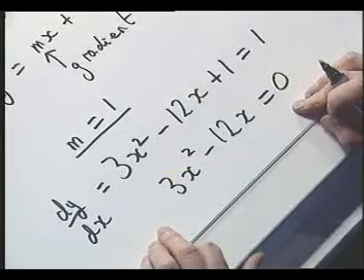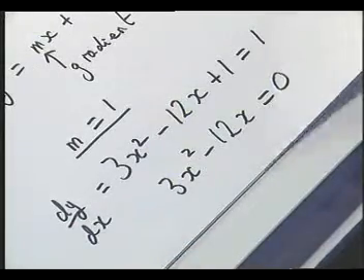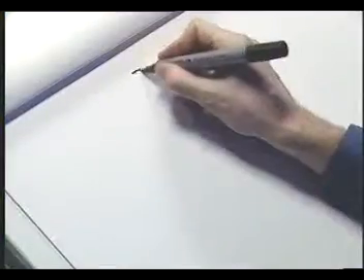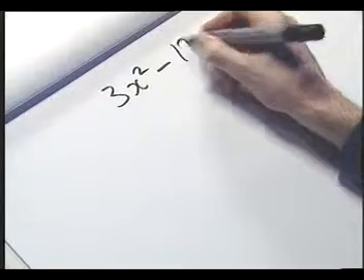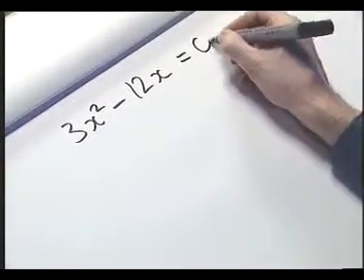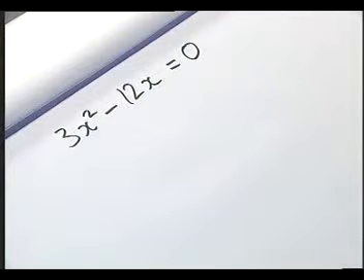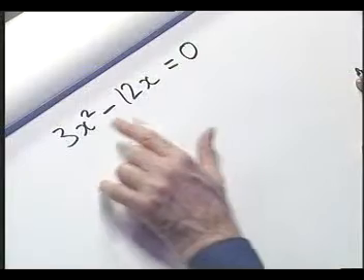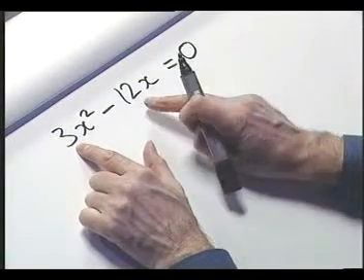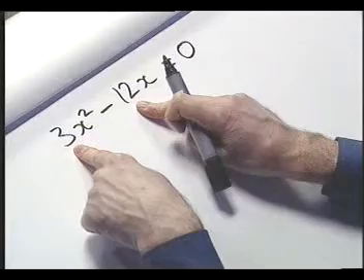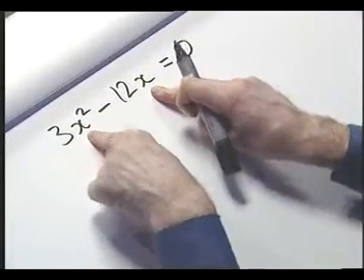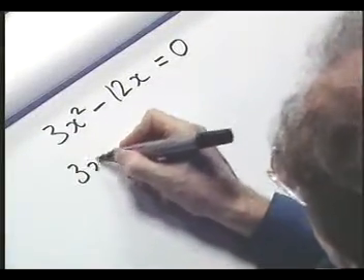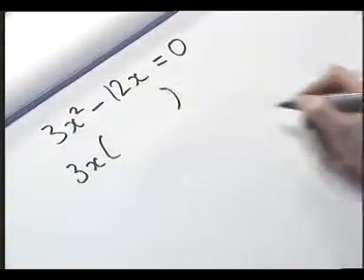And this is a quadratic equation for x, which we can solve. So let's do that. 3x squared minus 12x equals 0. It's a quadratic. The first question we've got to ask ourselves is, does it factorise? And if we look, we can see that we've got a common factor in the numbers of 3 and a common factor in the x terms of x.